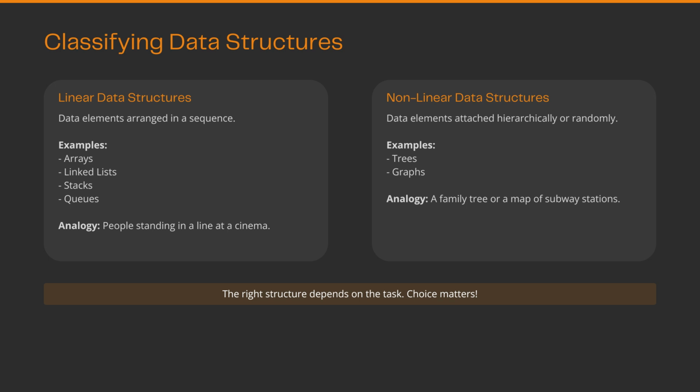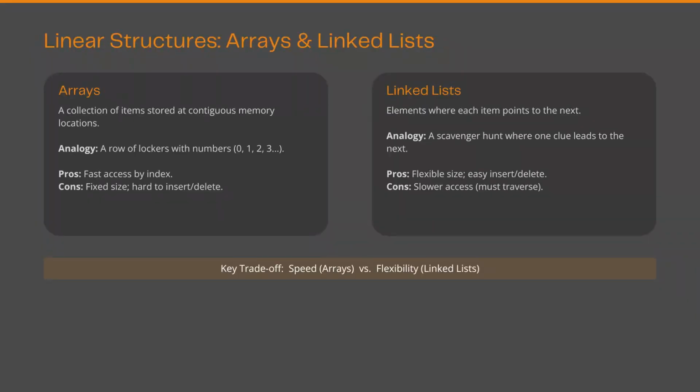Let's look at the most basic linear structure first, the array. Let's talk about the two most common ways to store a list. The array is your best friend. Imagine a row of school lockers. They are all right next to each other, and you can jump straight to locker number 10 because you know exactly where it is. It's fast, but it's hard to add a 21st locker if you only build 20.